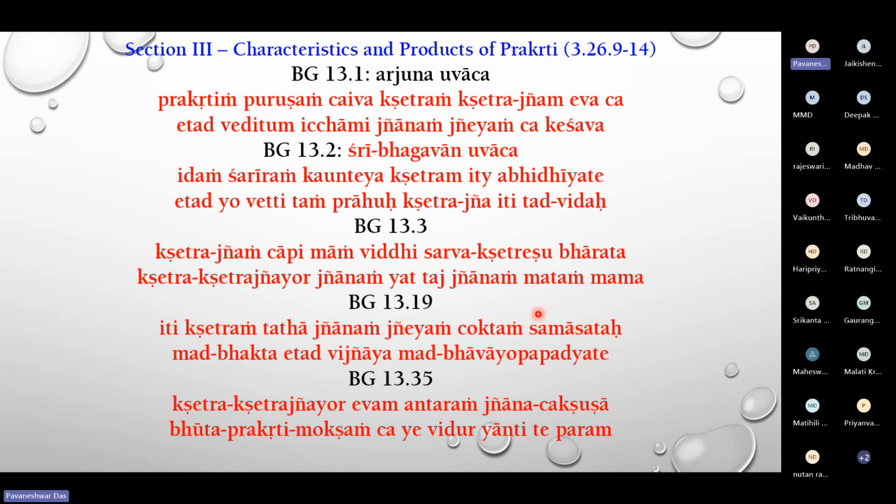Kshetrajnam Chapi Mam Viddhi Sarva Kshetreshu Bharata. Kshetra Kshetrajnayor Jnanam Yat Taj Jnanam Matam Mama. He said to Arjuna, kindly know that I am also there, the second Kshetrajna. Every Jivatma knows about their own Kshetra, but I know about all Kshetras. He is Sarva Kshetrajna. So now the important thing is Kshetra Kshetrajnayor Jnanam: one who understands about Kshetra and Kshetrajna is in knowledge.